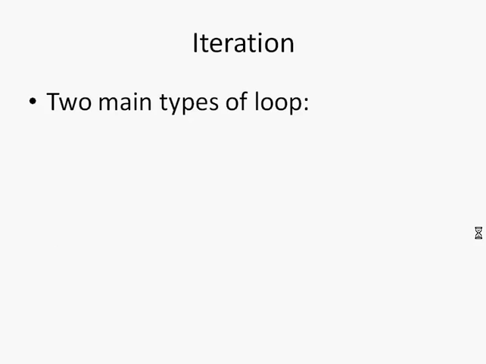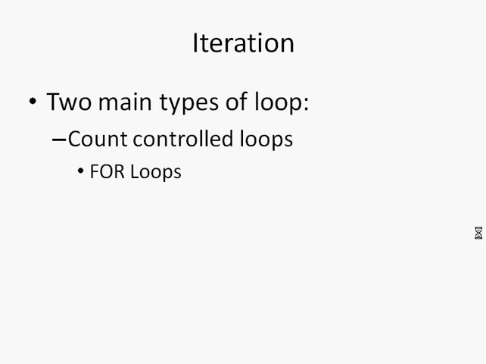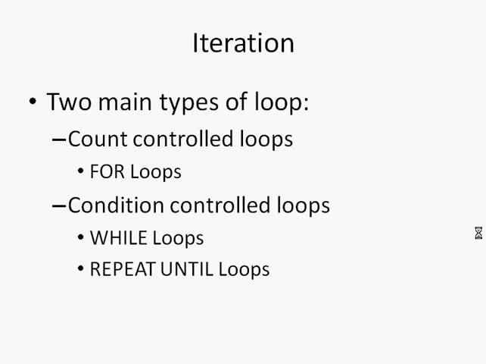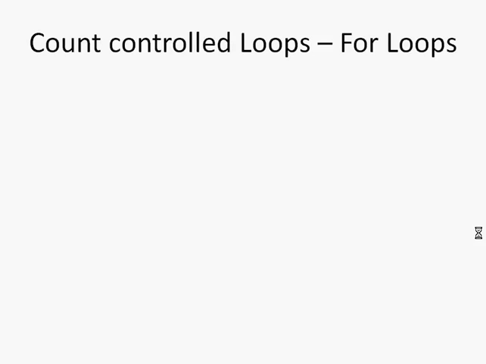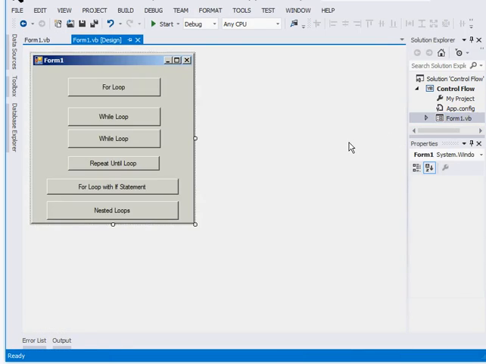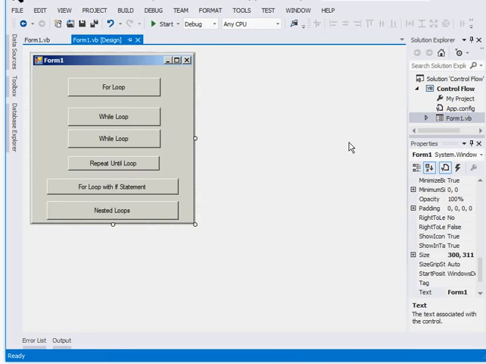There are two main types of loop. There are count controlled loops, such as for loops, and then there are condition controlled loops, such as while loops and repeat until loops. The first type of loop we're going to look at is the count controlled one, the for loop. So I've got my VB.NET program here, and on the form I've got a bunch of buttons that will test out some different sorts of loops for us.